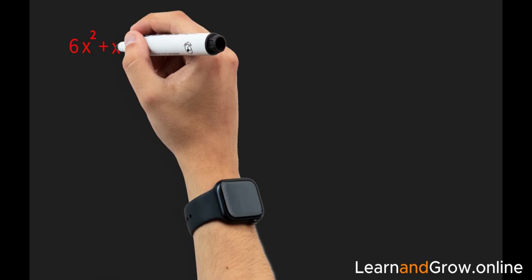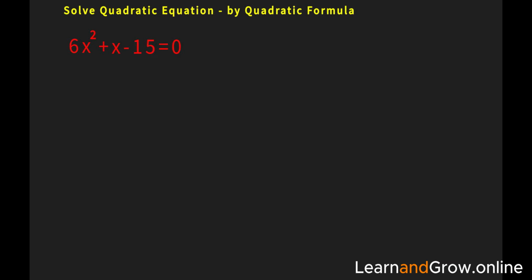This is a quadratic equation, and we'll solve it using the quadratic formula. But before we start, let's first confirm, is this really a quadratic equation? The standard form of a quadratic is ax squared plus bx plus c equals 0, where the highest power of the variable is 2. Now let's compare it with our given equation.